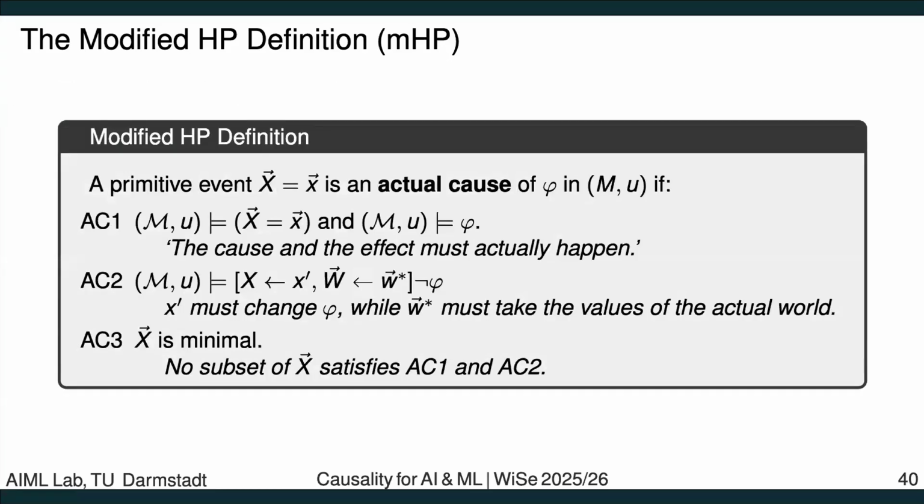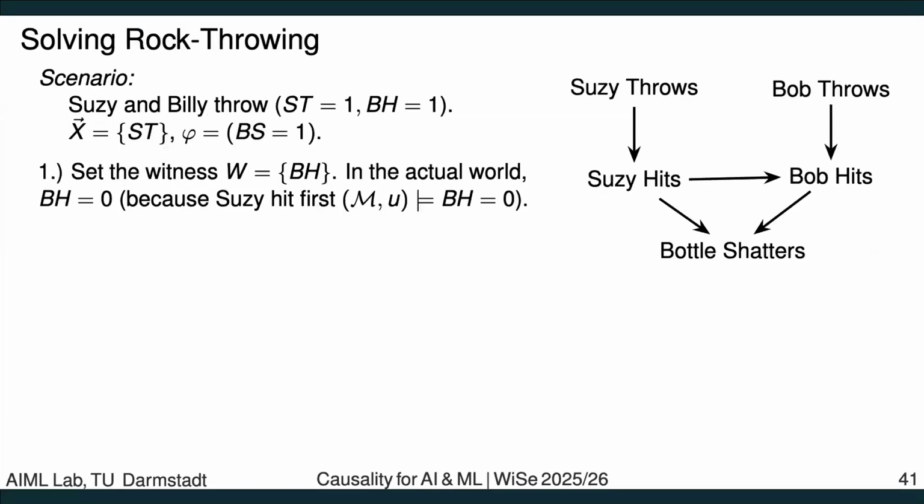So, just to have it on one slide, this is the update. We only need a single AC rule, AC2. AC1 and AC3 are fine. We don't need to change that. And so this is usually the notation and reasoning framework that people use in the literature nowadays.